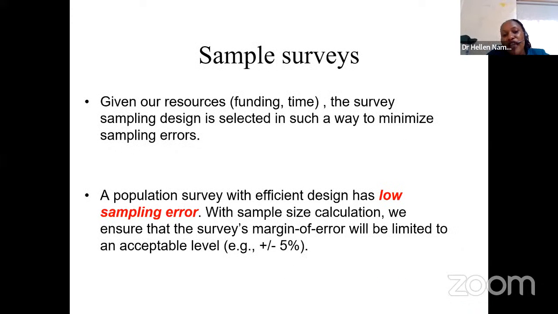So during surveys, yes, the aim is to minimize the sampling errors, but all this will depend on the different resources that we have. With population surveys, we need to consider a design that gives us a low sampling error. But when you read most of the literature or certain published work, the cutoff point for the accepted error lies between plus or minus 5%, all right? So that is 0.05.